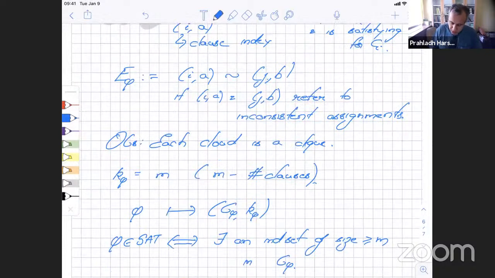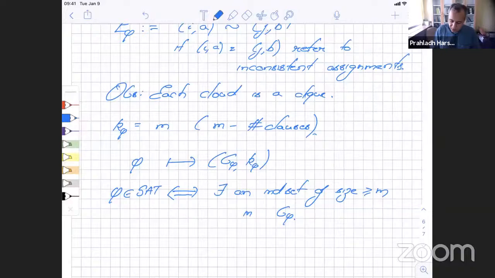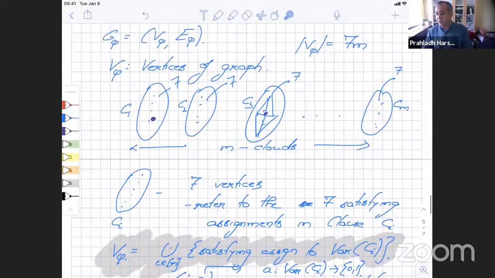So let's look at both directions. Let's look at the first direction. Why is this true? Suppose I have a satisfying assignment. What is the independent set that you would pick? Take the assignments for each of the clauses, the vertices in each of these clouds. You have an assignment that satisfies all the clauses. Look at the restriction of that assignment to each of these clouds. That assignment is satisfying, therefore there is one vertex which corresponds to it. Similarly, here there's one, here there's one, here there's one.